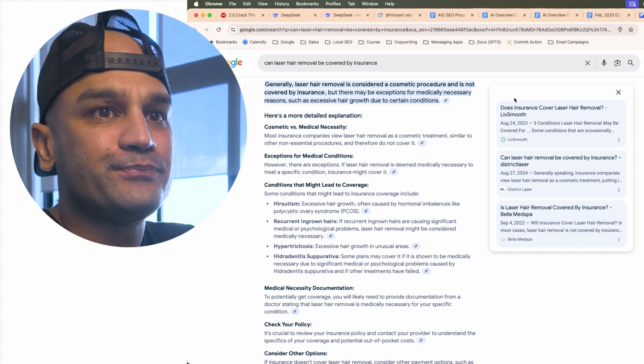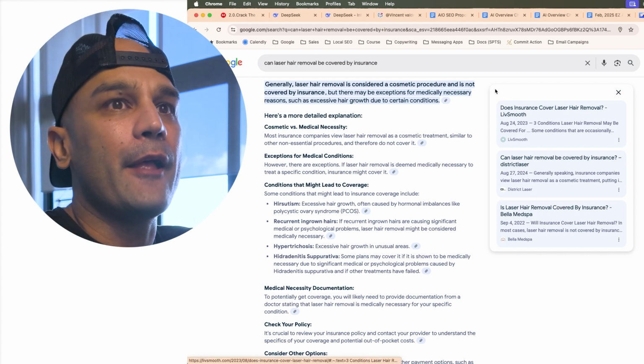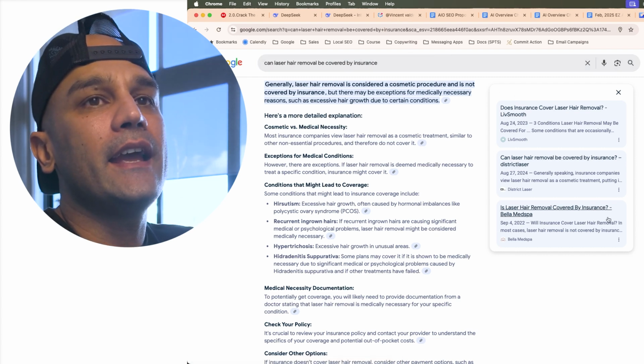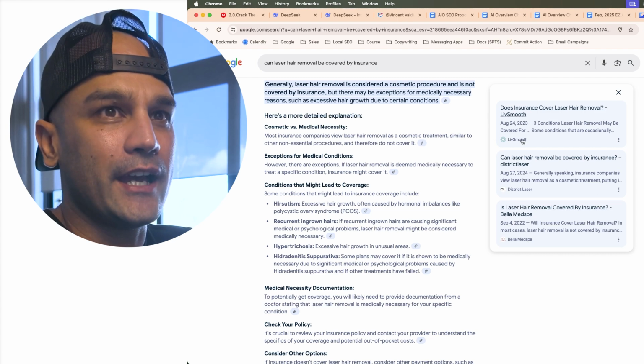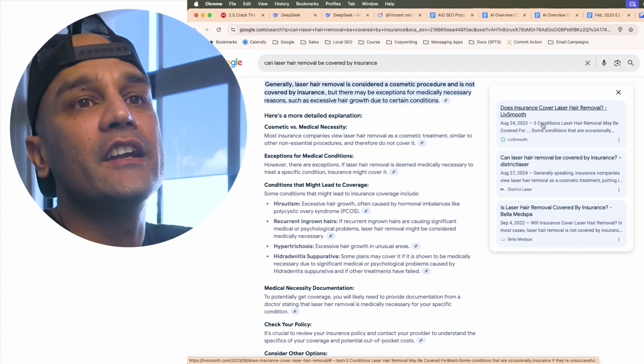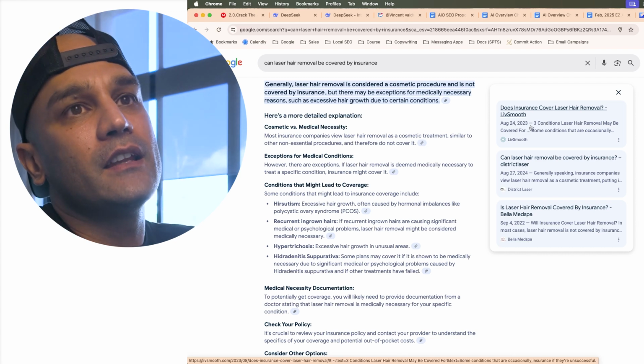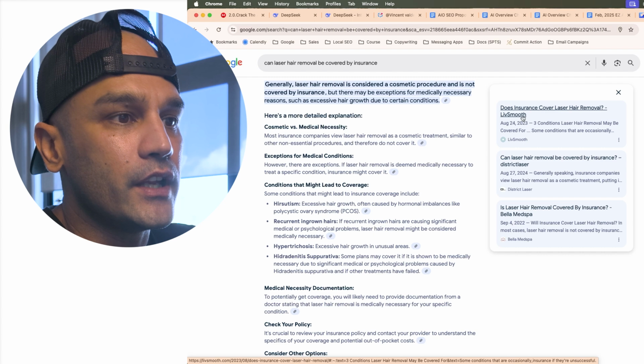Essentially, let's take this again. What you want to do is end up somewhere in this area right here, okay? This is where all the clicks are going to go, and this is basically what ranking means for AI overview.